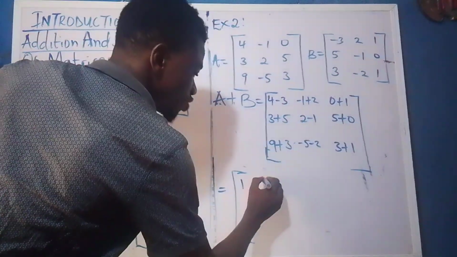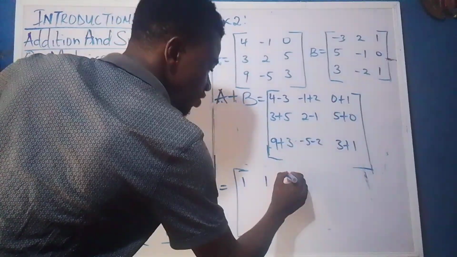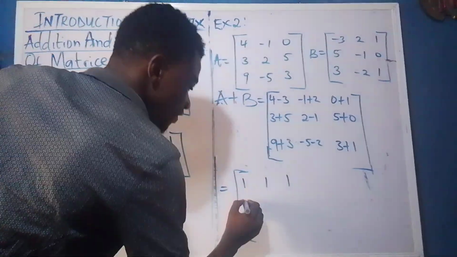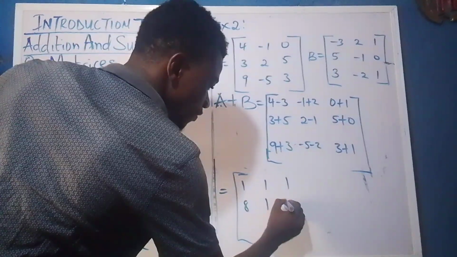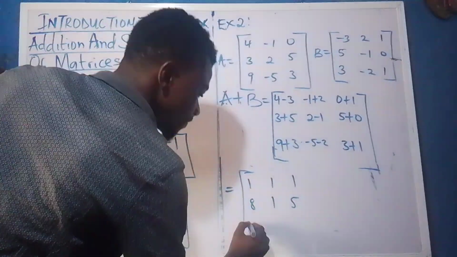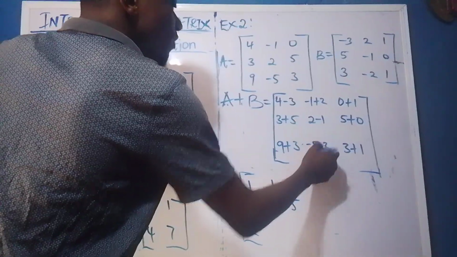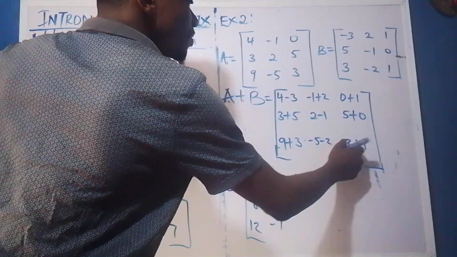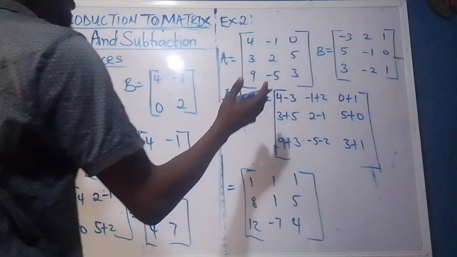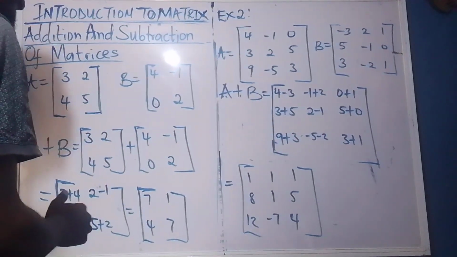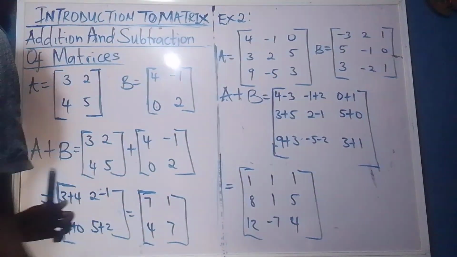Minus 1 plus 1, that's 1. 0 plus 1, that's 1. 3 plus 5, 8. 2 minus 1, 1. 5 plus 0, 5. 9 plus 3, 12. Minus 5 minus 2, minus 7. 3 plus 1, 4. So this is how to add matrices together. So guys, I believe you understand how to do this.